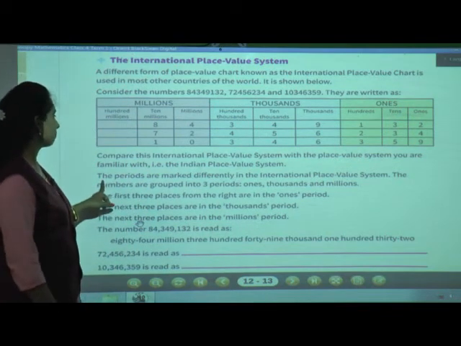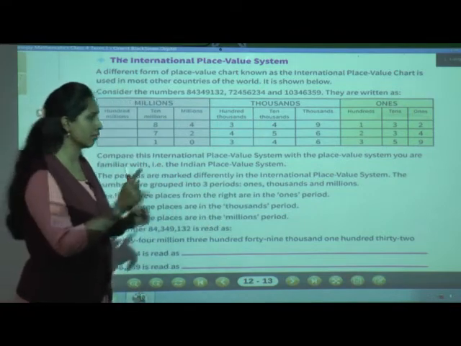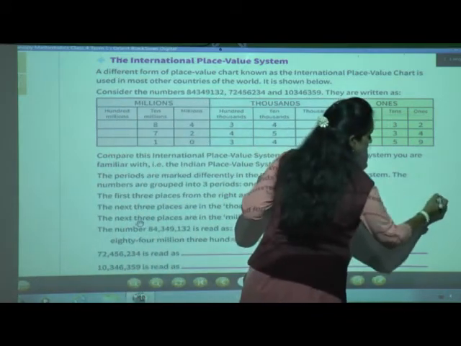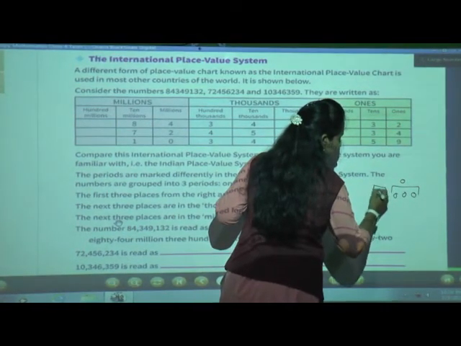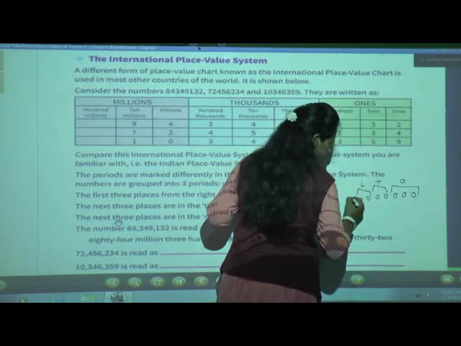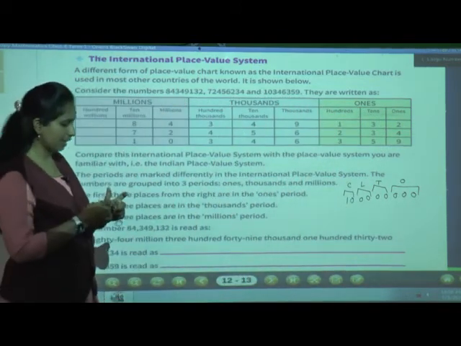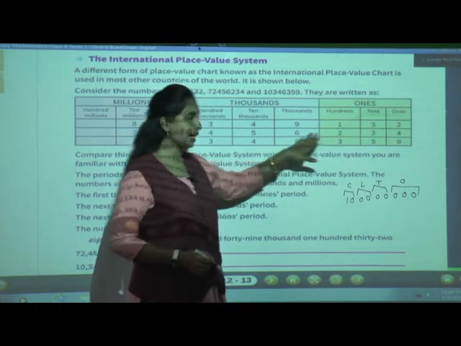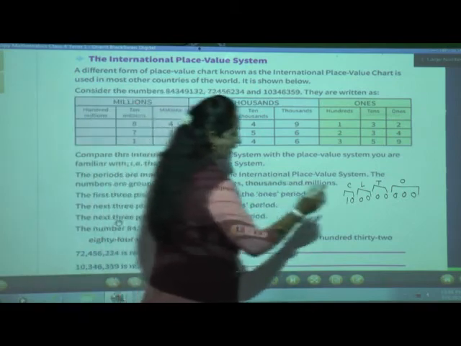Okay, we will compare. The periods are marked differently in the international place value system. See, what is the difference? Periods are different because in our Indian system, our first 3 digits will come in ones period and the second 2 digits will come in thousands period and the next 2 digits will come in lakhs period and the next 2 digits will come in crore period. But in this international, first 3 digits will come in ones period, next 3 digits will come in thousands period and next 3 digits will come in millions period.